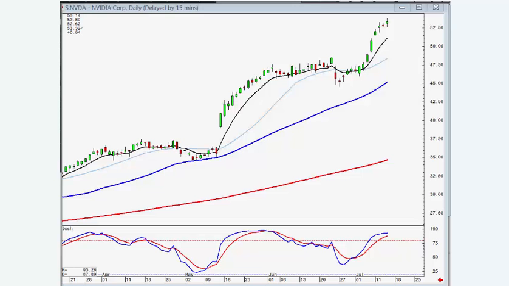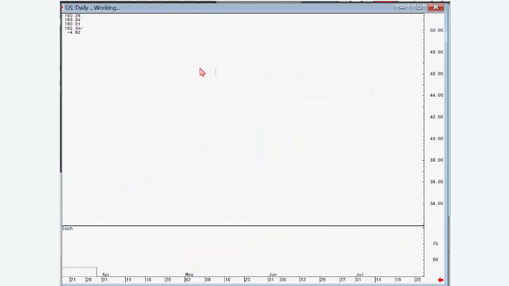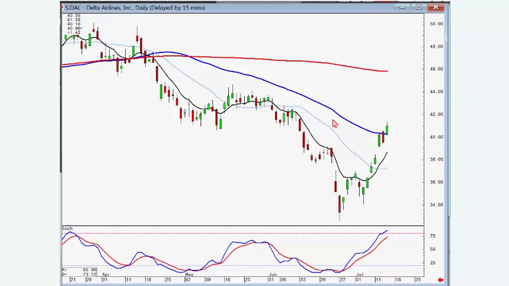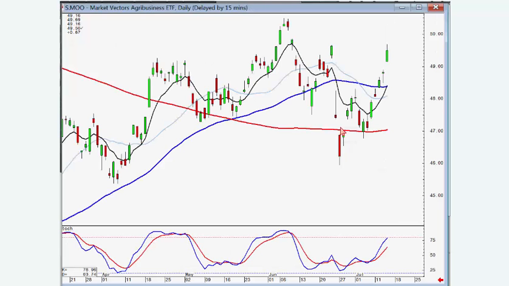All right. Goldman is hard to trade just because it's not very percentage-wise active, but as long as Goldman stays in an uptrend, the market is probably going to stay in an uptrend. And Delta, you can stay long on this one. Notice how they came back up above the 50. Move. Yeah, the ag vector to stay long.